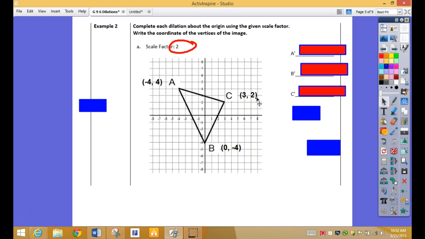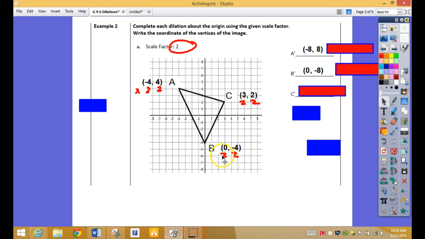Now that we have the ordered pairs of those, we need to multiply it by our scale factor, and our scale factor is 2. So you need to multiply each and every one of these times 2, multiplying by 2 to get our new image. So A, if we take negative 4 times 2, what do we get? Negative 8, and then 4 times 2 is 8. So our new image, A prime, is going to be negative 8 and 8. What's B going to be? What's B prime going to be?